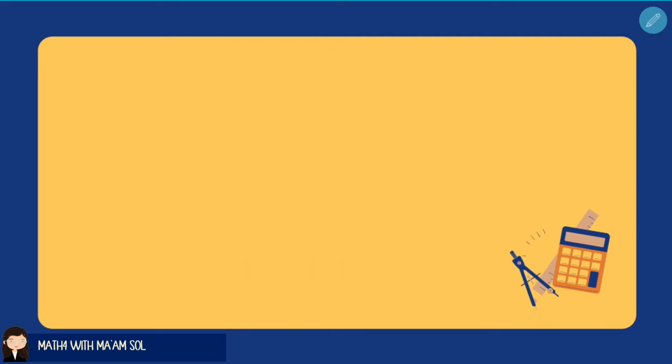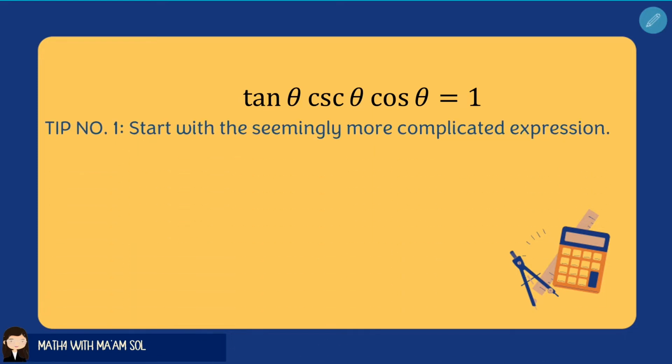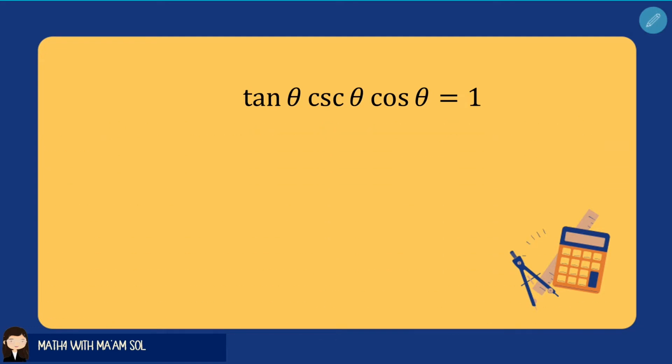Let us have our first example. Here we're going to prove that tangent theta times cosecant theta times cosine theta is equal to 1. Here we will have the first tip. Tip number 1, in proving, we should always start with a seemingly more complicated expression. In this example, we know that tangent theta times cosecant theta times cosine theta is more complicated than 1. Thus, we choose to manipulate it.